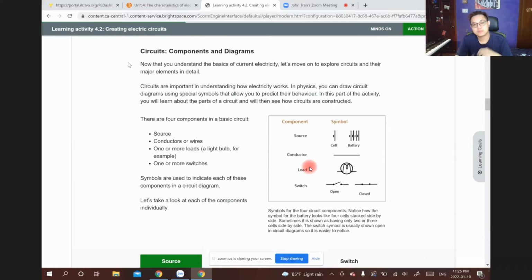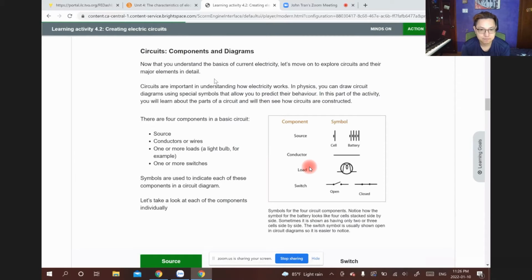Circuit, component, and diagram. Now that you understand the basics of current electricity, let's move on to explore circuits and their major elements in detail. Circuits are important in understanding how electricity works. In physics, you can draw circuit diagrams using special symbols that allow you to predict their behavior. In this activity, you will learn about the parts of a circuit and will then see how circuits are constructed.